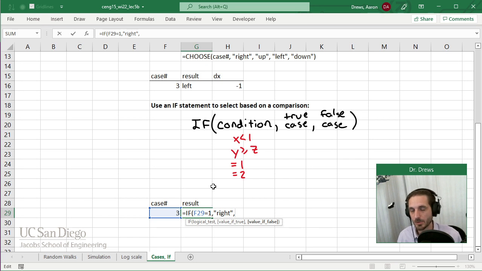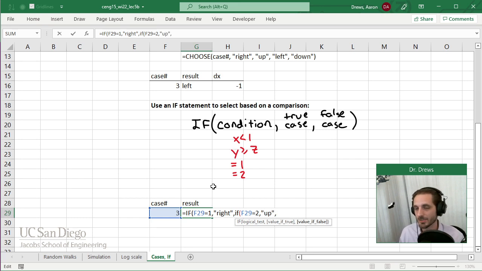What happens if it's not equal to 1? Well, now we have to test all of the other cases inside of the false case. So we have to put if statements inside of if statements. That's the annoying part. It's not impossible, but it's a little annoying. So if it's not 1, maybe the next thing that we want to check is F29 equal to 2? If it's equal to 2, that means we must have gone up.